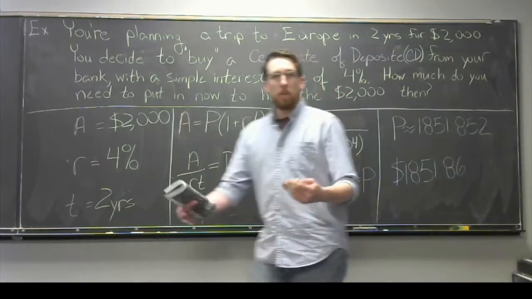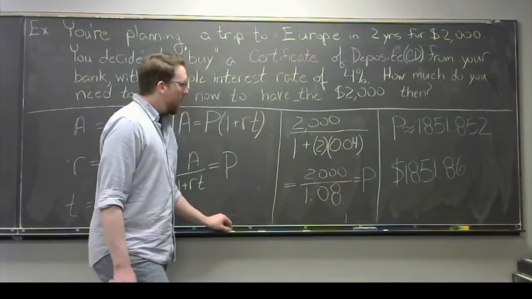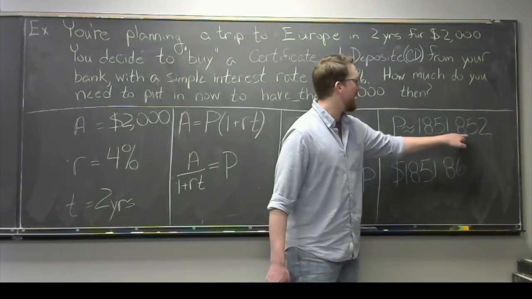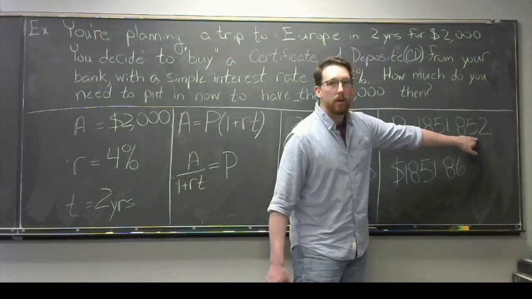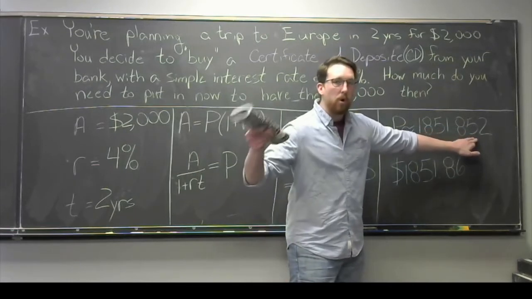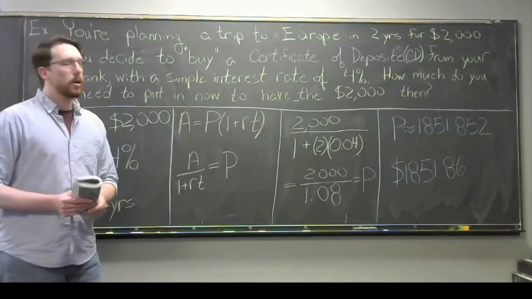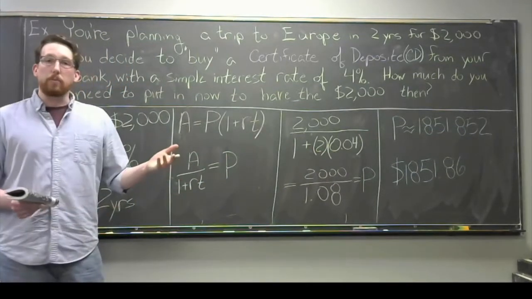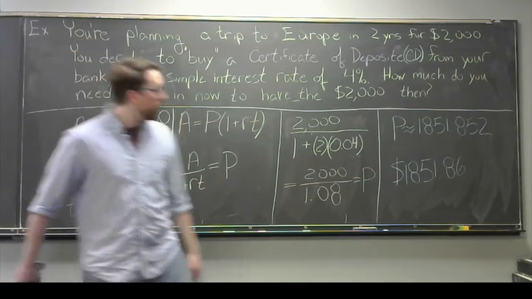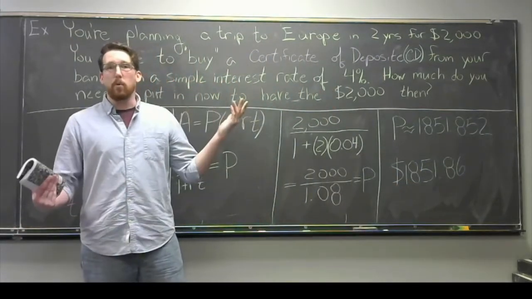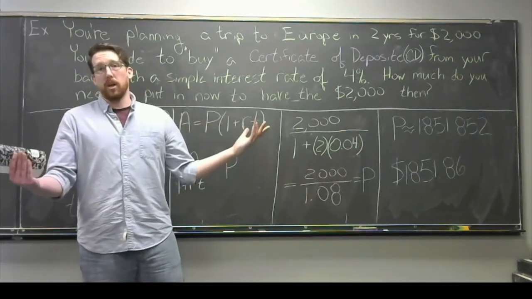And the reason, again, why we're rounding up is because if we put in 1,851.85, then we're going to be a few cents short at the end of those 2 years. Whereas if we put in an extra cent, an extra penny, we're going to be a few cents above where we want to be. Okay, cool.